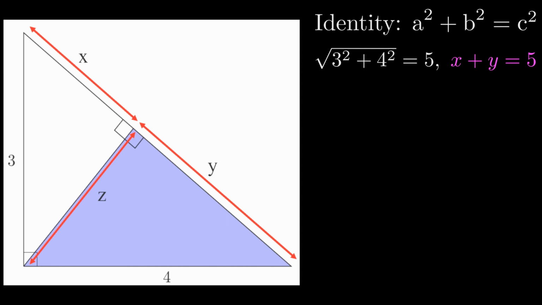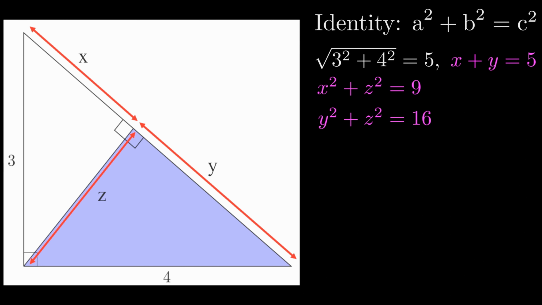x plus y is equal to 5. Now if we pay attention to the triangle in white, we can rearrange our identity as x squared plus z squared is equal to 9. In doing the same thing for the triangle in purple, we have y squared plus z squared is equal to 16. So we have three equations and three unknowns. That means we can solve for each of our unknowns.